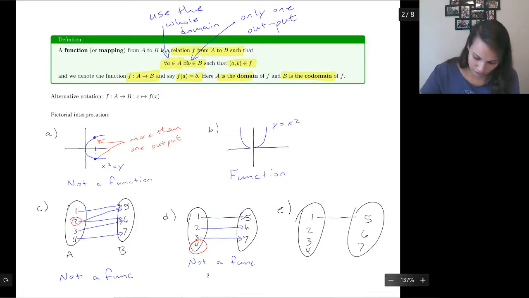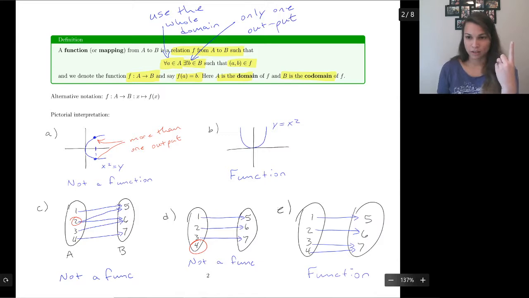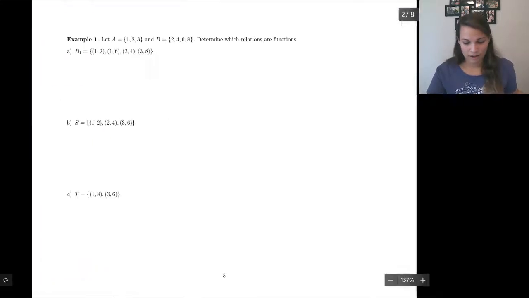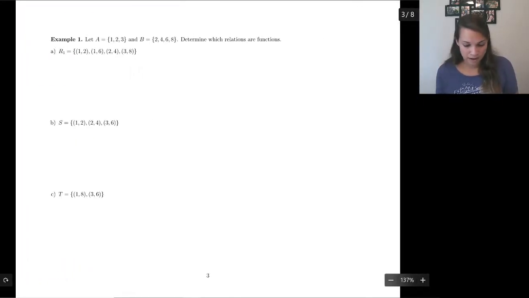So a function could be 1 to 5, 2 to 6, 3 to 7, and then also 4 to 7. This would be a function. We have used everything in the domain, and nobody goes 2 different places. All right, let's look at another example.